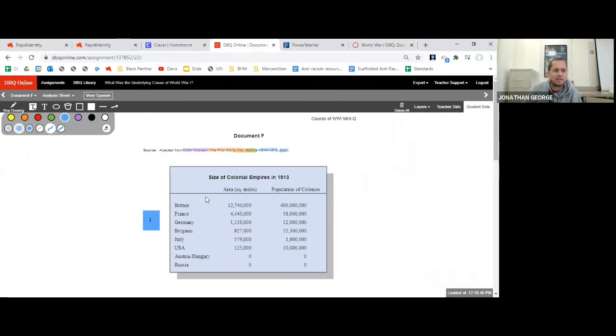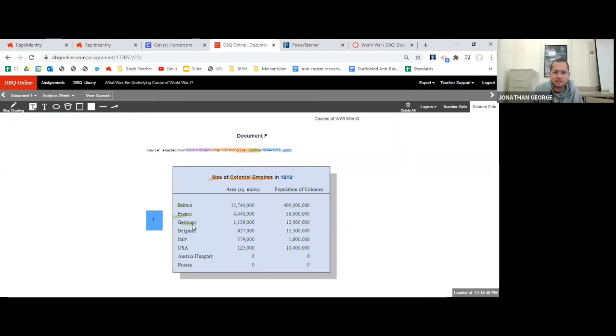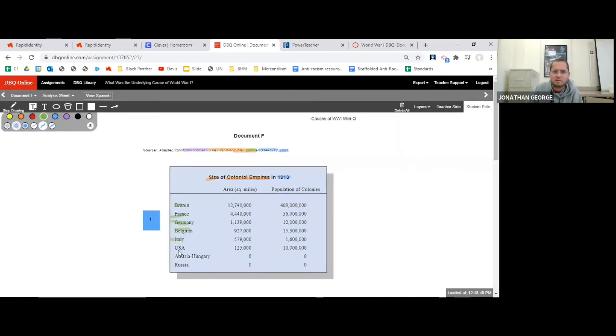Now, this chart that we're seeing here is the size of colonial empires in 1913. I'm going to highlight size, colonial empires, maybe in orange, and 1913 in blue. Okay, now here on the left column are all of these countries. I'm going to mix it up, because I like the fact that they're locations, but they're also groups acting as if they're groups of people going and taking over territory.